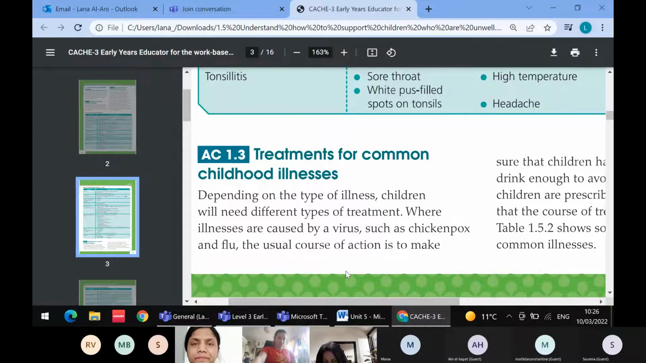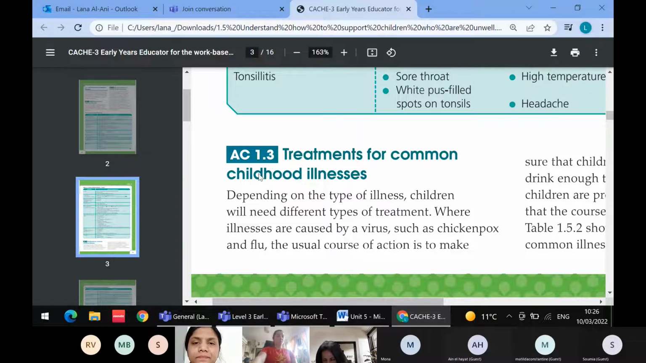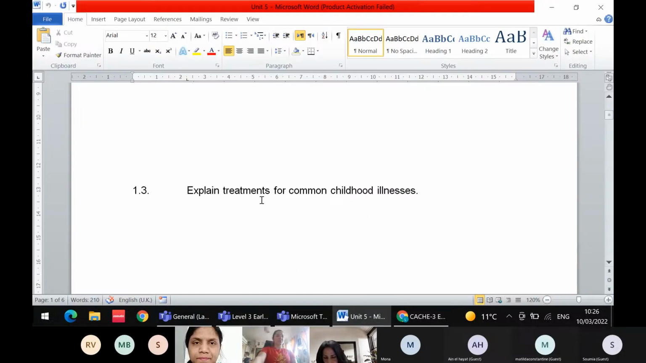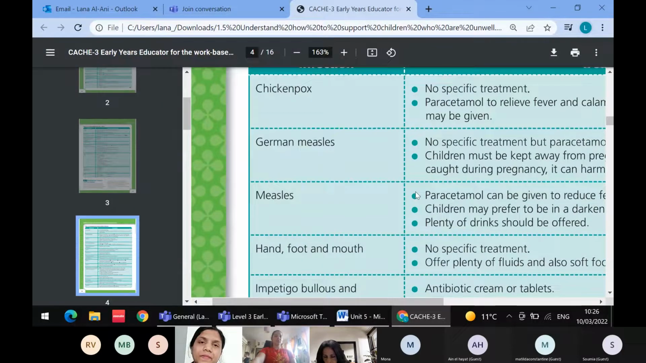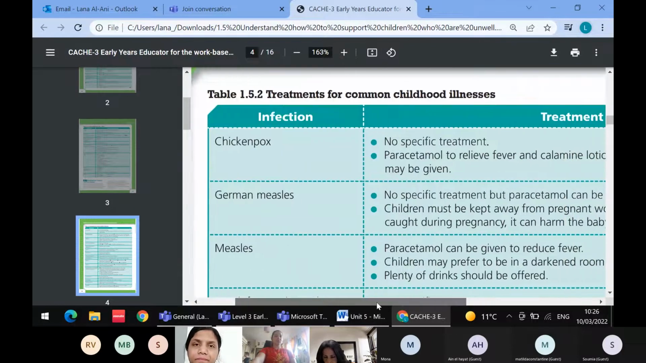Because this is your first time, I just want to go through it. So 1.3, exactly like what you have here, explain treatment for common childhood illnesses. All you need to do is read the book and then answer the question correctly. So how to treat the common childhood illnesses? Let us go on with the same illnesses, one by one.